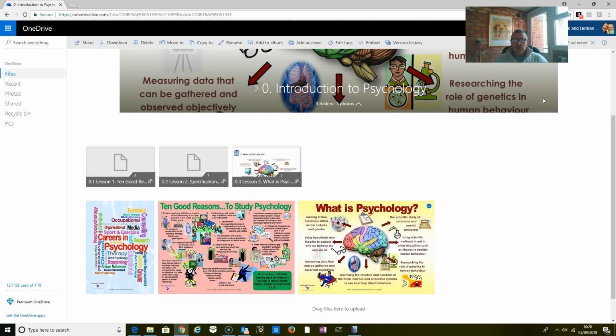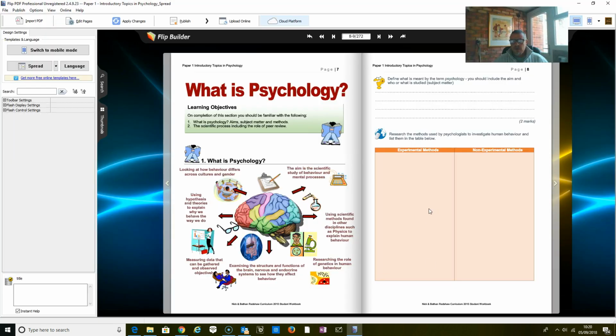So, coming back to our workbook, as you can see on page 7, that covers what is psychology. On page 8, we've got a question for you. Define what is meant by the term psychology. You should include the aim and who or what is studied, i.e. the subject matter. This is for 2 marks.